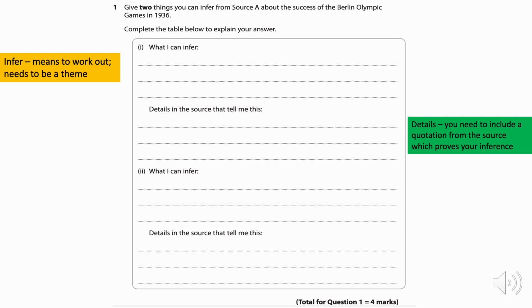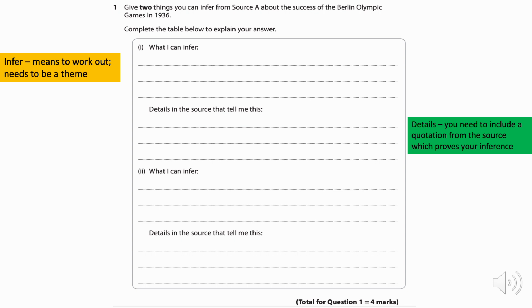Now, an inference means to work something out, and that needs to be a theme. So I always say to students, think of a teacher who comes in and is very angry and is shouting at a student, slams his fist on the desk. If I said to you, what can you infer from that teacher? An inference would be, I can infer that they have issues with their anger. That might be your inference.